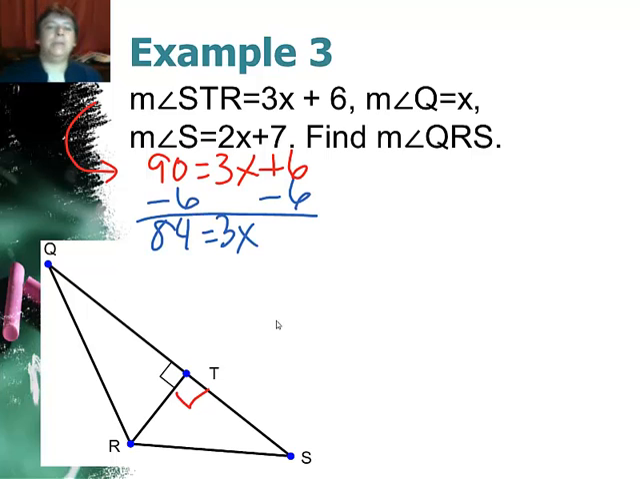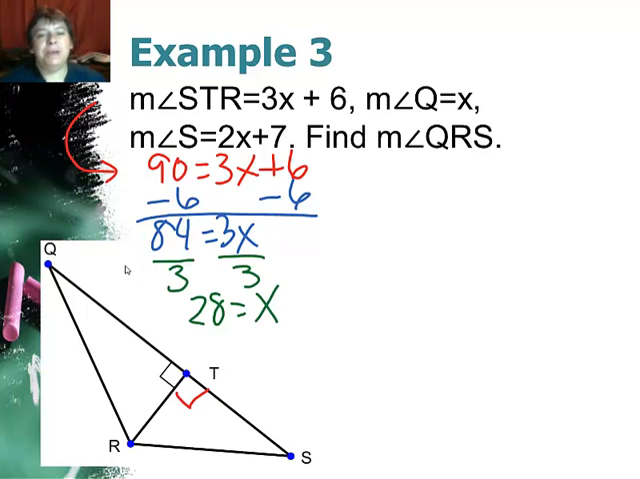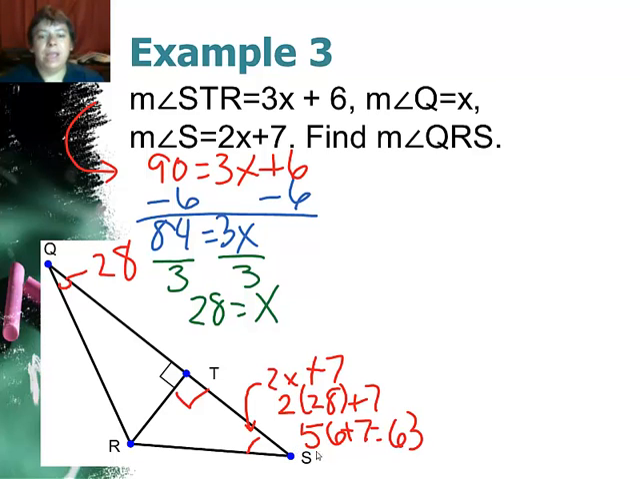Solve for x by subtracting 6 from both sides using the subtraction property of equality. Divide both sides by 3 using the division property of equality. And I get x is 28. So that tells me that angle Q, which is just x, is 28. I can also substitute back in and find what angle S is. It's 63.